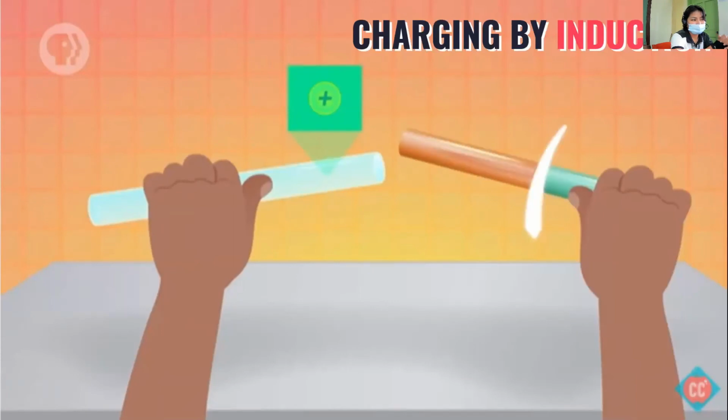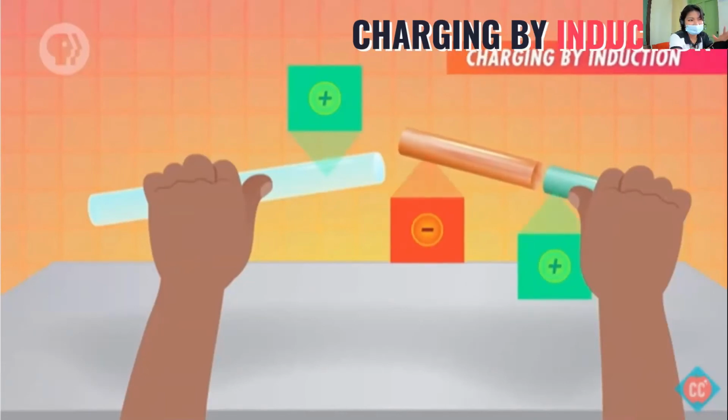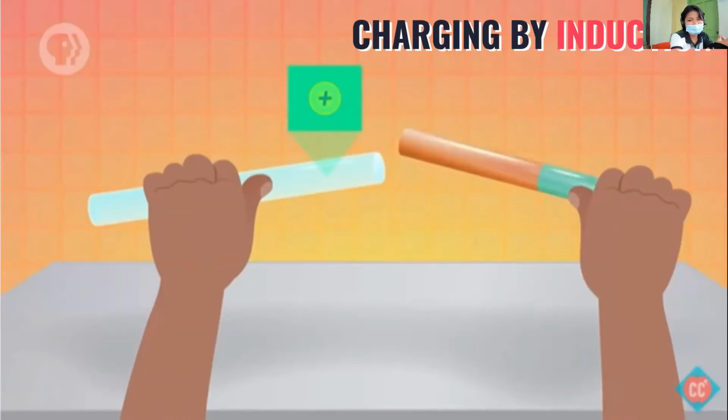Then we have charging by induction. Again, contrast ng conduction, even without the contact. Pero here, bakit kaya may pinakita ditong paghahati? Bakit kaya may hinati dito na rod? Anong gusto niyang ipakita?